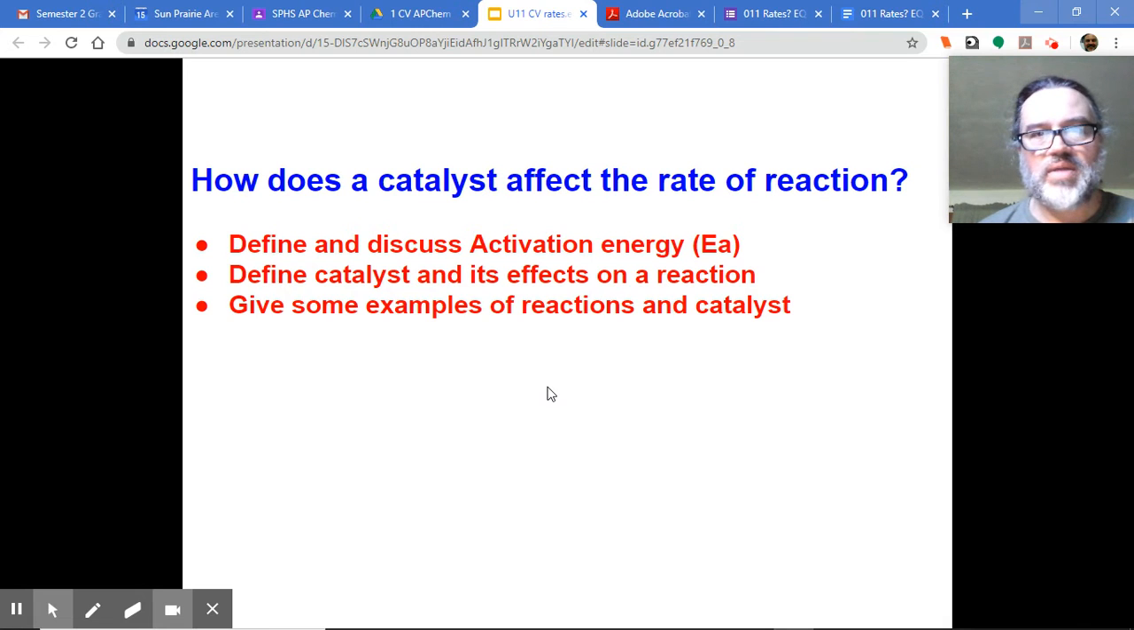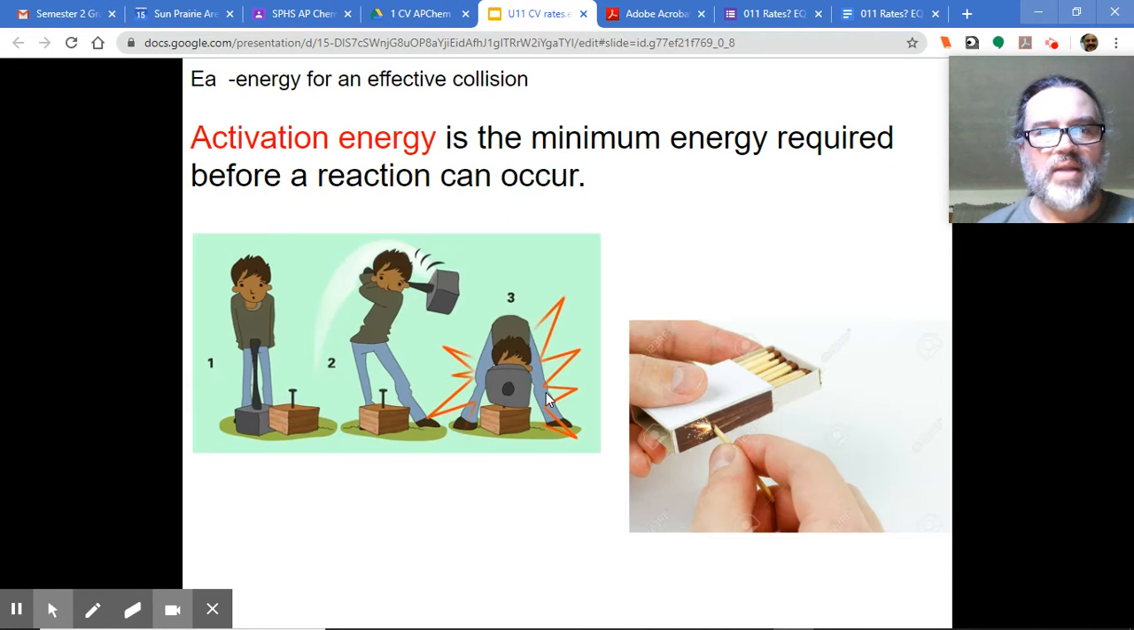So what's a catalyst? Well, a catalyst is something that lowers the activation energy and it provides an alternative path. But what do we mean by activation energy? Well, you want to think of that as the energy required for an effective collision. There has to be a minimum amount of energy for things to happen.